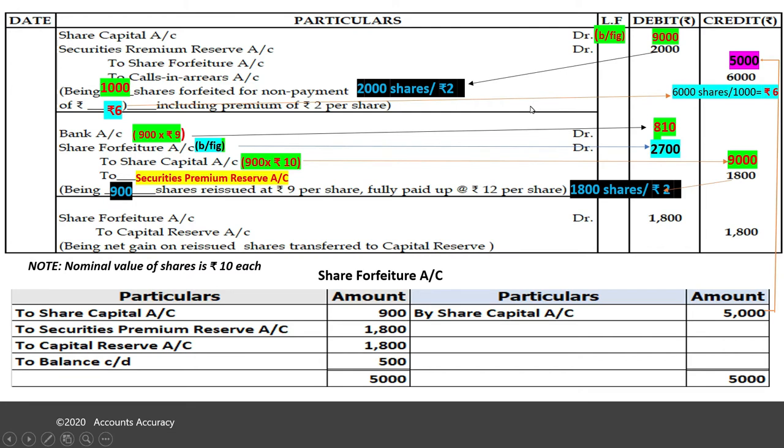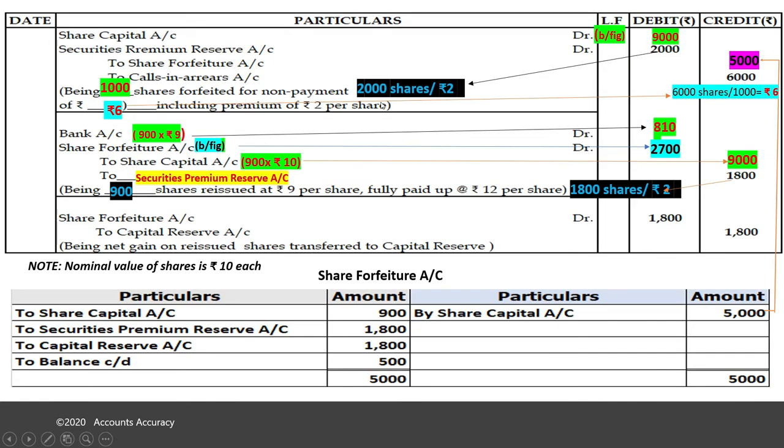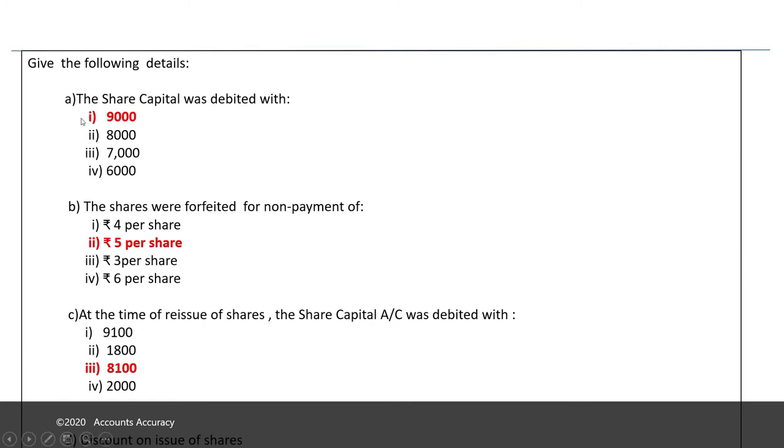Now as we have got the values of the first journal, we can easily give the answers of the MCQs given over here. The first question was: the share capital account was debited with what amount? Just now we found that the share capital value is 9,000. That's the balancing figure which we had got. So this is 9,000. The first one is the correct answer.